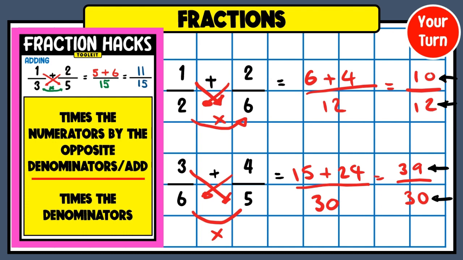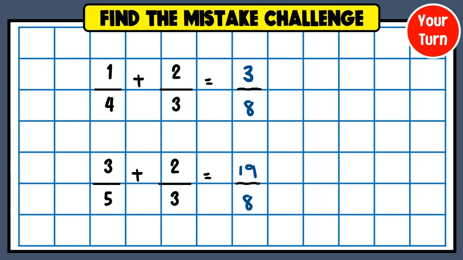I'm going to get rid of this fraction hacks display, and I want to see if you can spot the mistake that I've made here. We've got 2 addition fractions, 1 over 4 add 2 over 3, and 3 over 5 add 2 over 3. Pause the video, see if you can find out what it is I've done wrong or where the mistake is, and unpause it to find out the answer. Okay, let's have a look for some answers then.